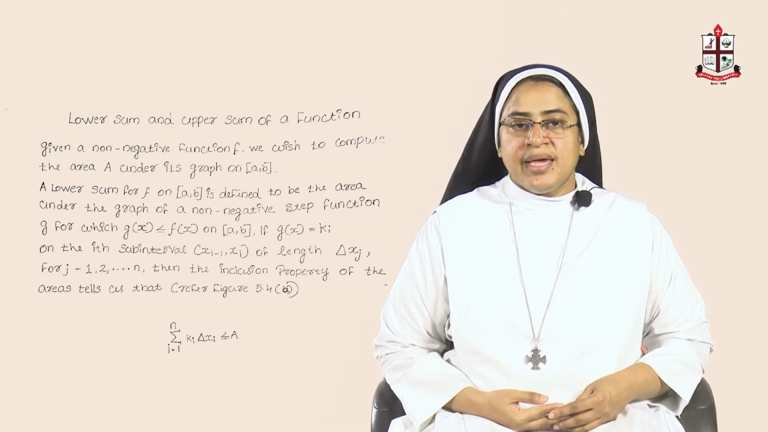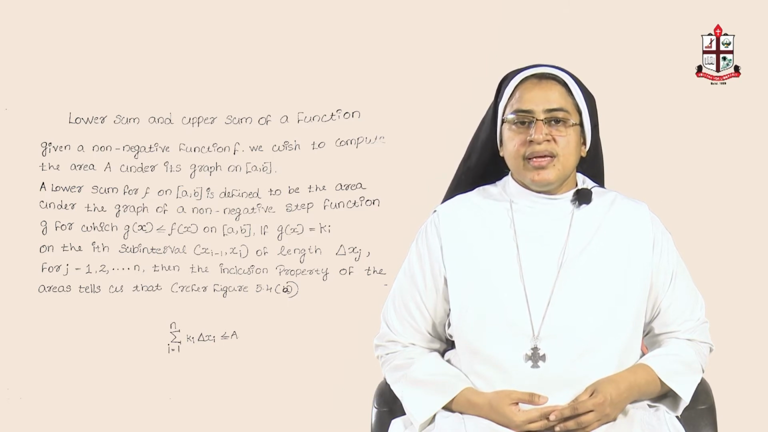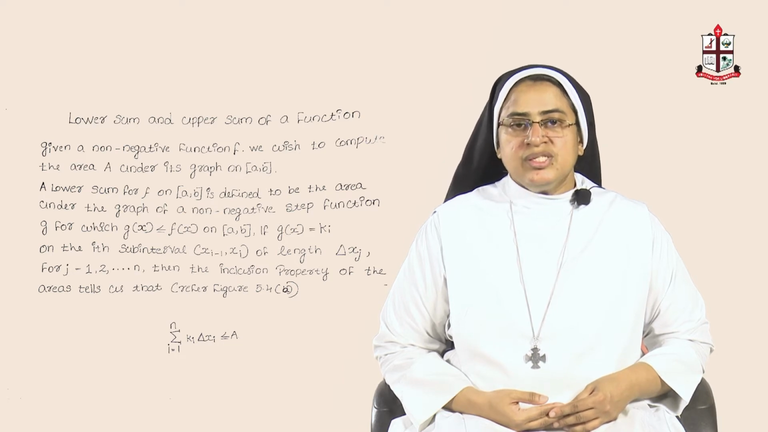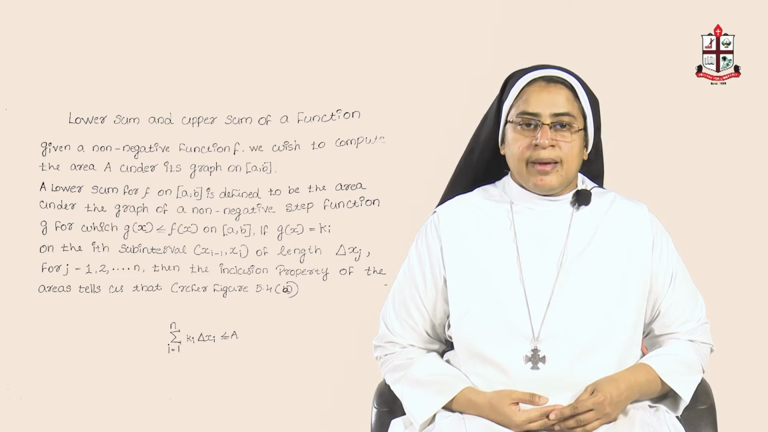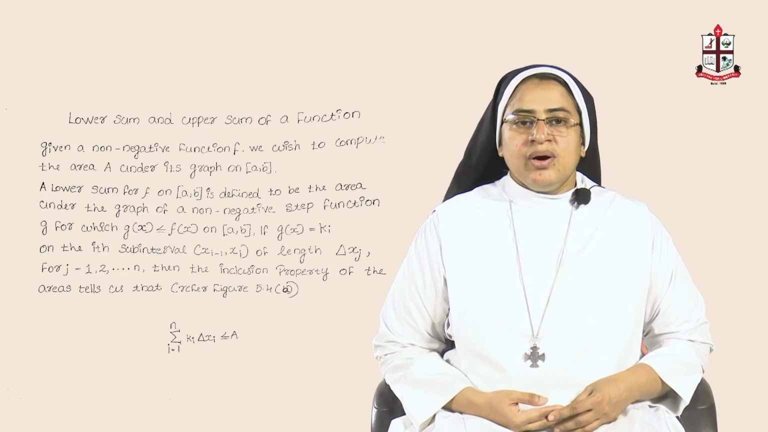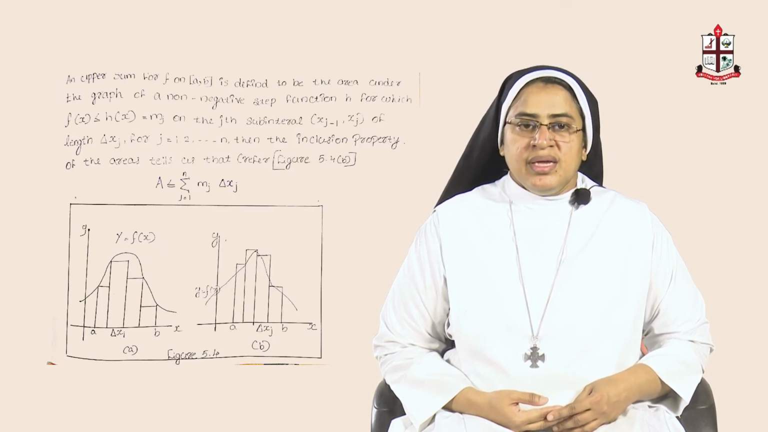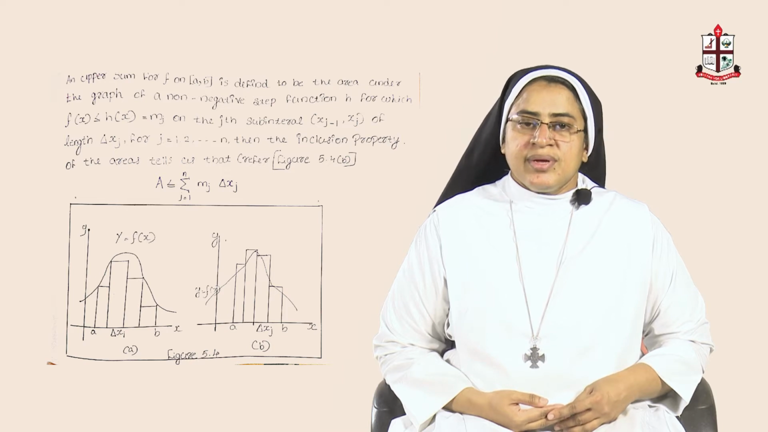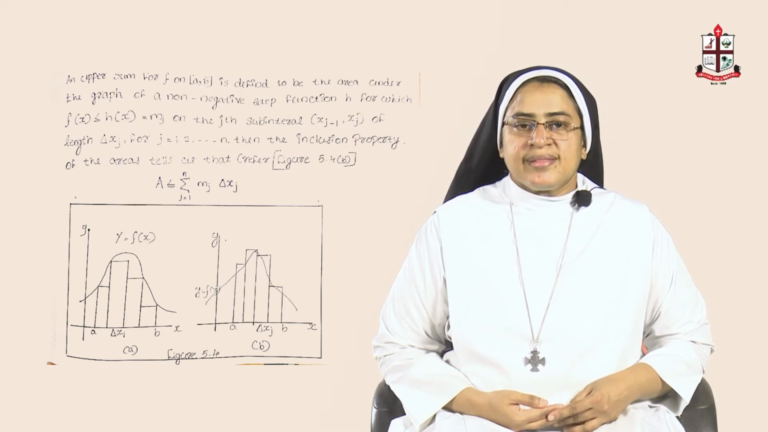up to n. Then by the inclusion property of the areas, you can see that sigma i equals 1 to n k i into delta x i is less than or equal to capital A. Now, for upper sums. In upper sum for the function f on closed interval a b, the definition is like this.